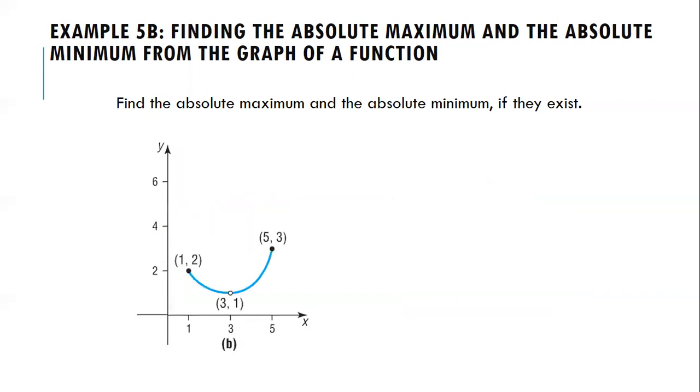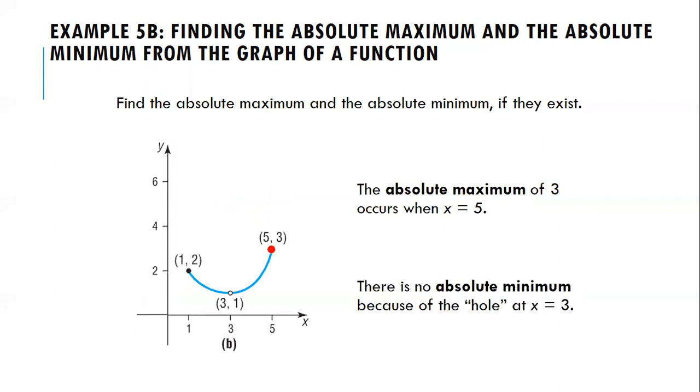All right, let's try it again. What is the absolute maximum here? Good. Absolute minimum here. So, like Ethan said, it is not 3. There is no absolute minimum because there's a hole there. Do you see how there's a hole? There's a hole in my graph right there.